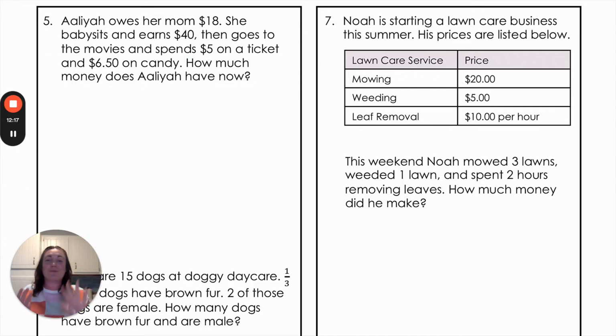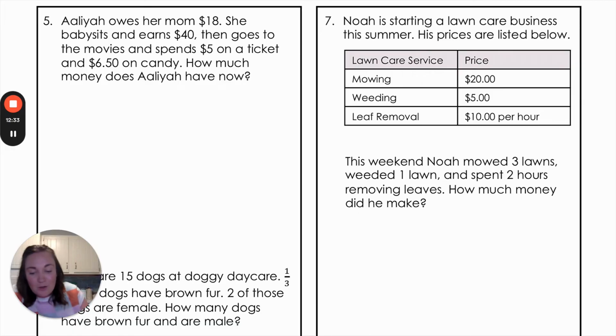Okay, so we've got 3 more problems to look at that are going to be a little bit more multi-step than those first ones. So we've got Aaliyah owes her mom $18. She babysits. She earns $40. Then she goes to the movies, spends $5 on a ticket, $6.50 on candy. How much money does she have left?